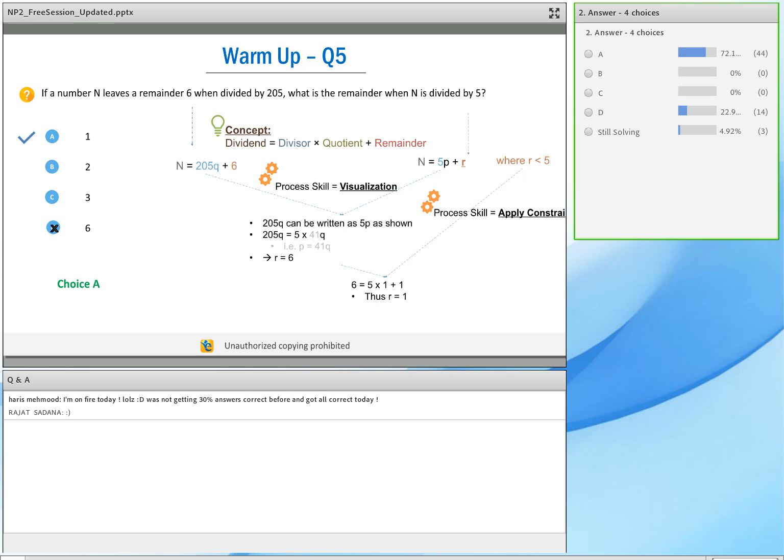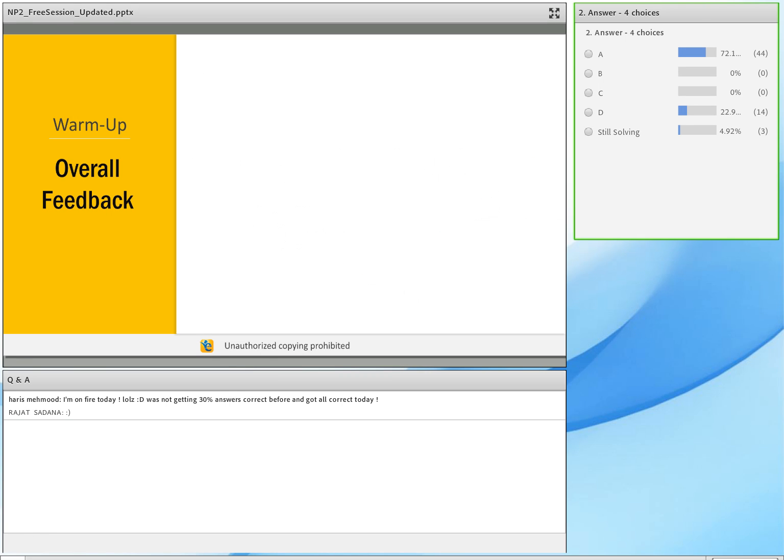Okay. So there's another important process skill, which is applying constraints. That's really important. And the correct answer is choice A. Now, this was warm up. This was very, very easy stuff.